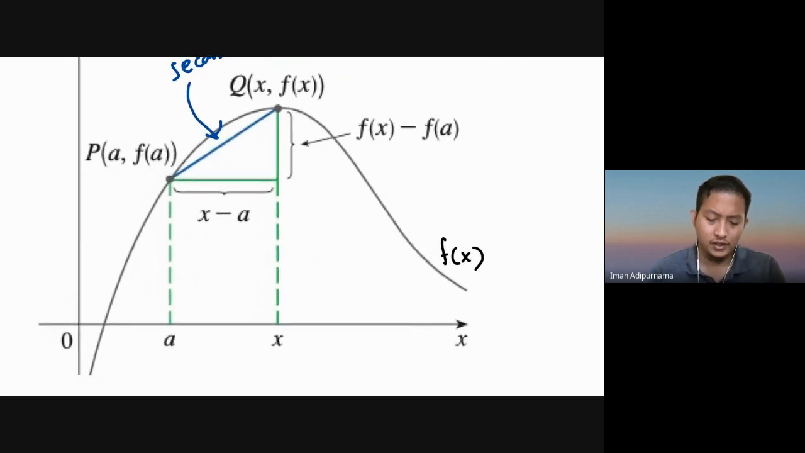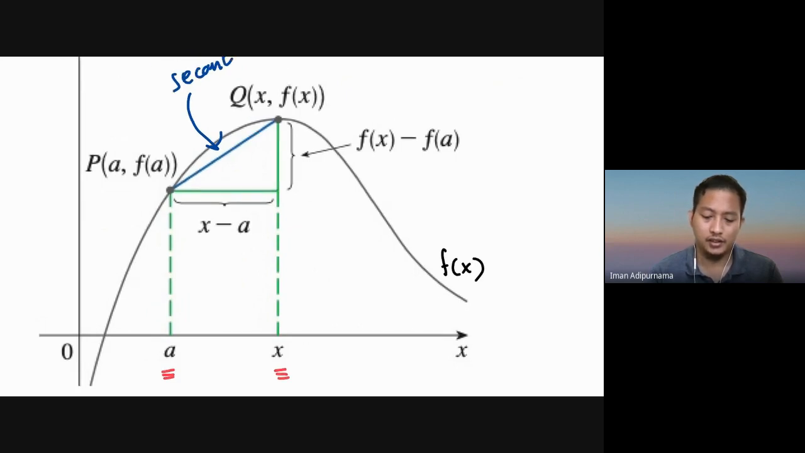And we have a number a here and x. Of course we have point P, a and f of a, and point Q, x and f of x. Okay. And then we can also see that it's creating a triangle here with f of x minus f of a and x minus a.